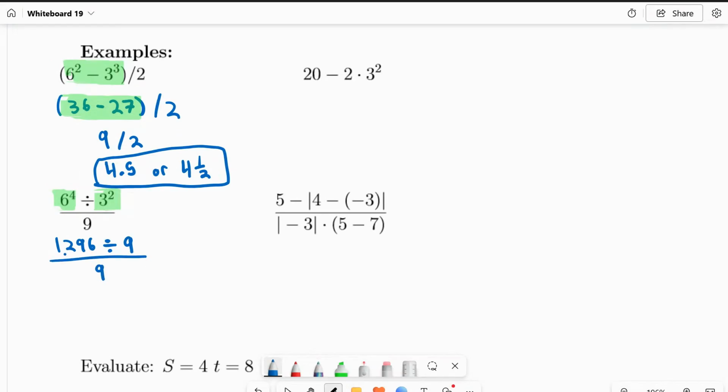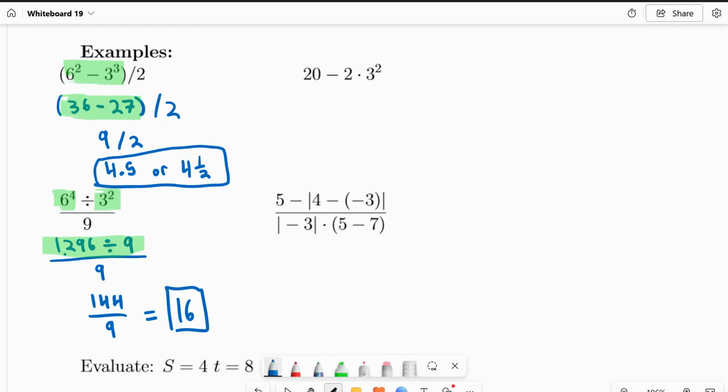So when you're working with a fraction like this, typically you do both parts of your fraction, your numerator and your denominator, separately before you would divide the two numbers. So I'm going to start with the top part of my fraction here. 1,296 divided by 9, which gives me 144. 144 divided by 9, using a calculator, would give me 16.